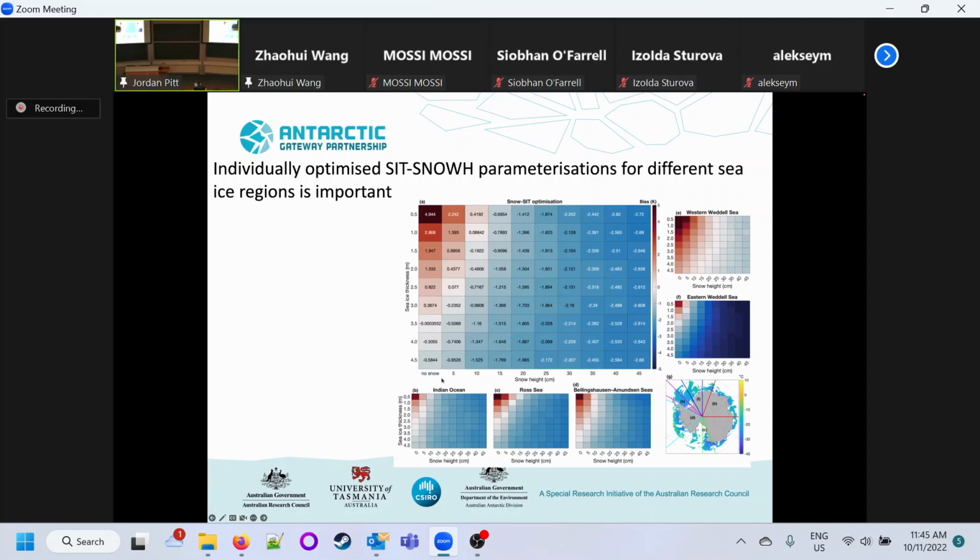For example, 5 centimeters snow depth with 2.5 meters sea ice thickness, and 10 centimeters snow height with 1 meter sea ice thickness, show a reasonable choice. And we also found that when we average over different regions, the results are pretty different. So an individually optimized sea ice thickness and snow height parameterization for different sea ice regions is important.